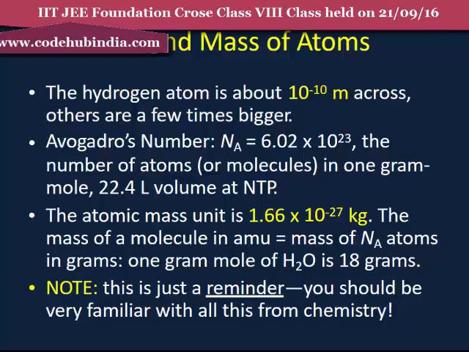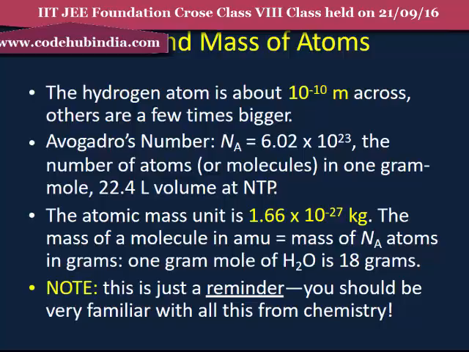and the Avogadro number was defined: in 1 gram mole, the number of atoms or molecules is 6.02 into 10 to the power 23. You have to keep this in mind, which is called the Avogadro number.